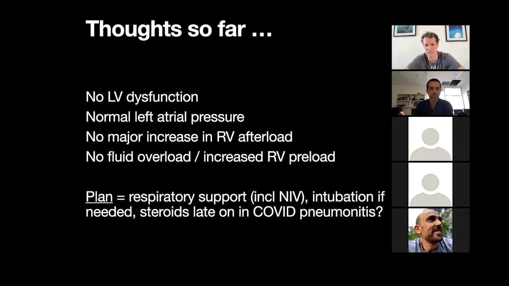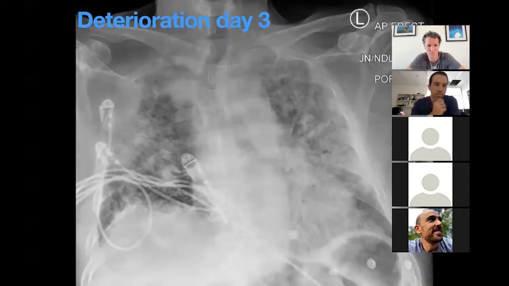Thought of you, Ben, you know this case because this is the guy I consulted you on, but this was where we thought about steroids late on in the COVID pneumonitis. This guy was deteriorating, and I think it was day 14 plus with his COVID pneumonitis. So we had elected to give him steroids later on in the piece. And maybe that's another time for another talk.